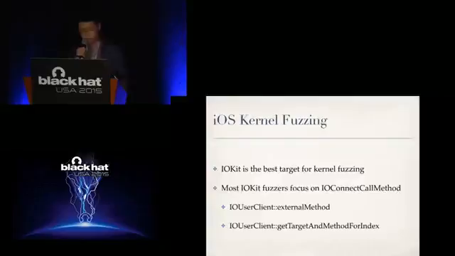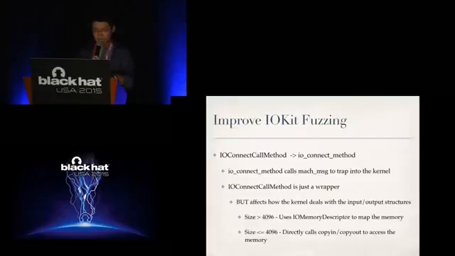The first tip is that most IOKit fuzzers focus on calling the function IOConnectCallMethod. This is the powerful function to do all the calls. But if you look inside this function, it is not the lowest-level function. It is just a wrapper. This function calls the IO_connect_method function, and that function is actually the low-level function. It just calls mach_msg to trap into the kernel.